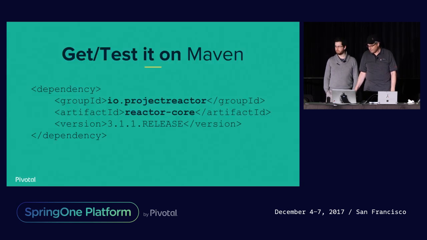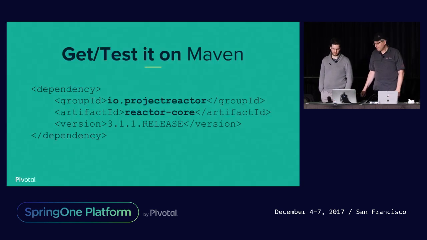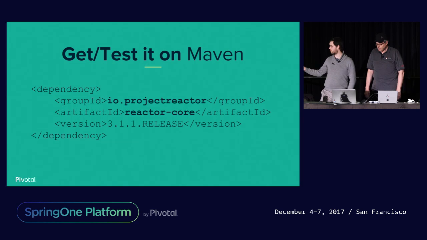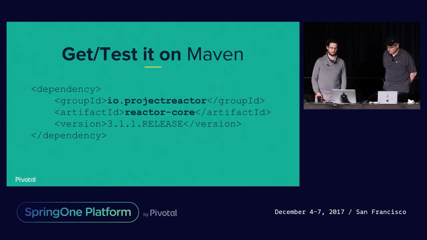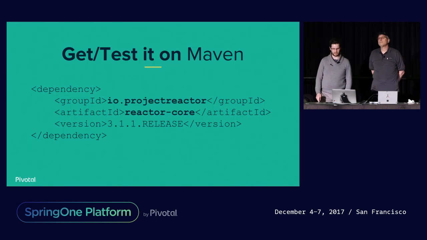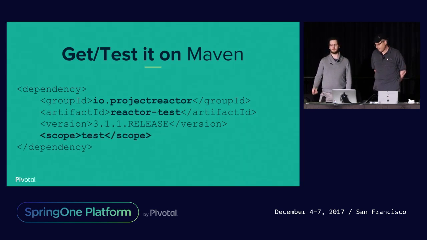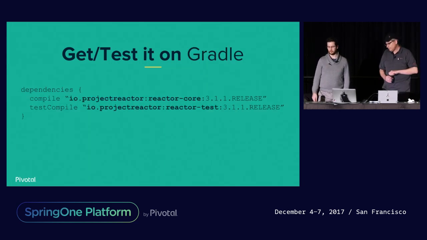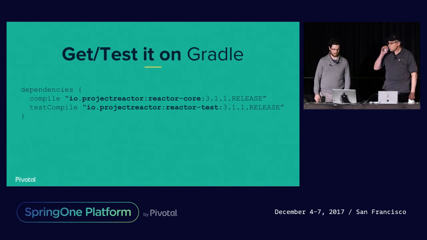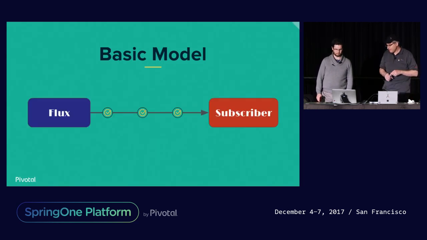Yeah, and if you want to get your hands on that stuff and start experimenting with it right away, you can, of course, get it on Maven. Reactor's main artifact is reactor-core, on these coordinates. There's also a reactor-test artifact to help you test that stuff, a test-only dependency. And if you want to get it on Gradle, that's the standard way of getting it.